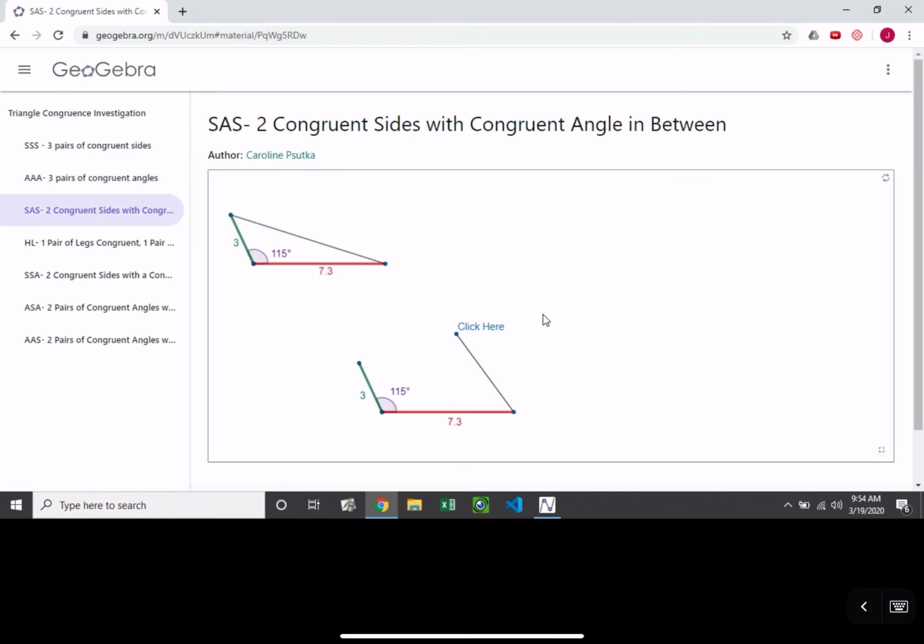Side, angle, side. So I have a side, an angle, and then another side. And notice that the angle is between those 2 sides. So I have this angle over here and this angle on top. Both of those can change, as well as the distance. But if I'm going to complete the triangle, the only way to do that is by going straight across, right? This 7.3, that distance is fixed. 3 is fixed. The angle between them is fixed, so I can change nothing on any of this.